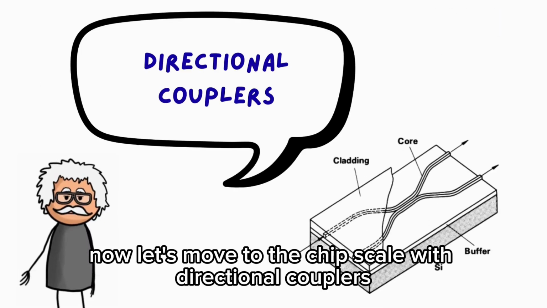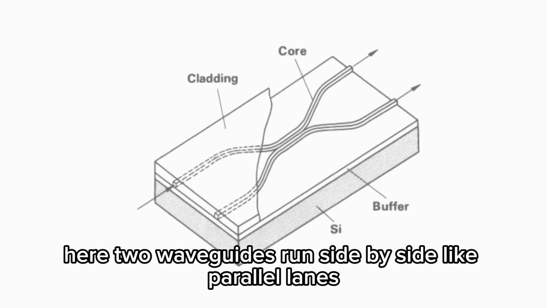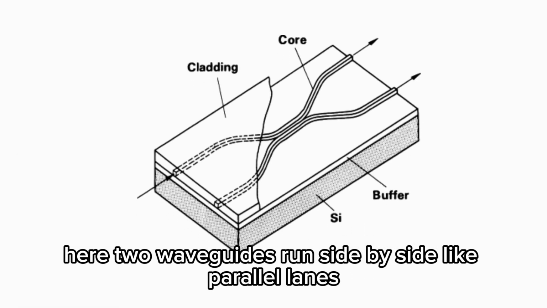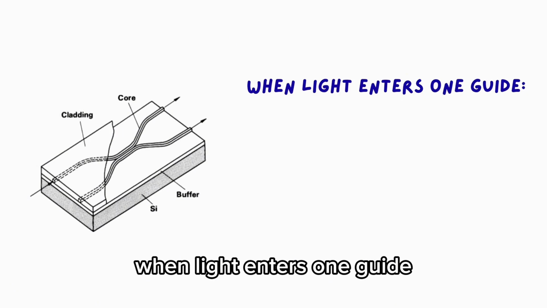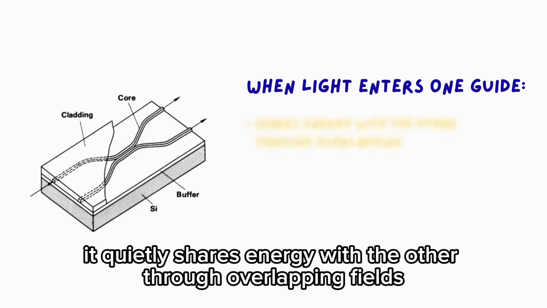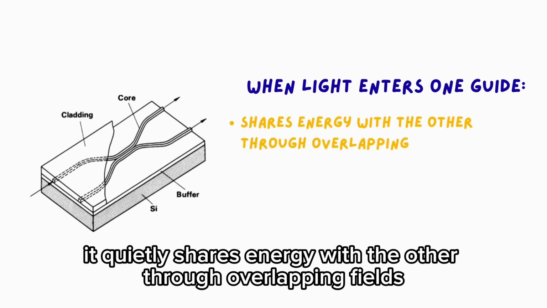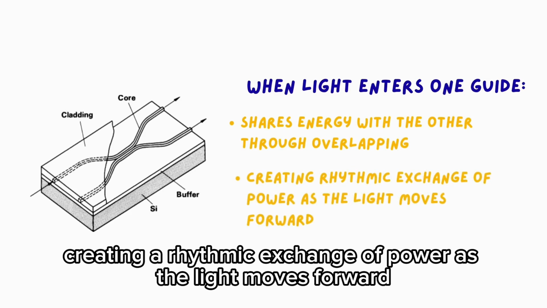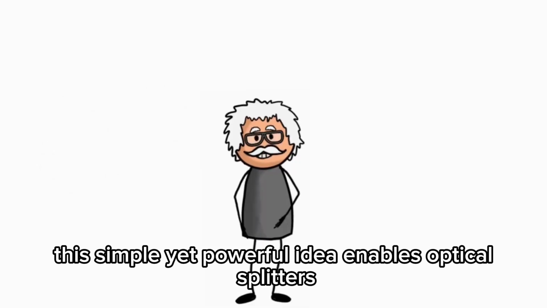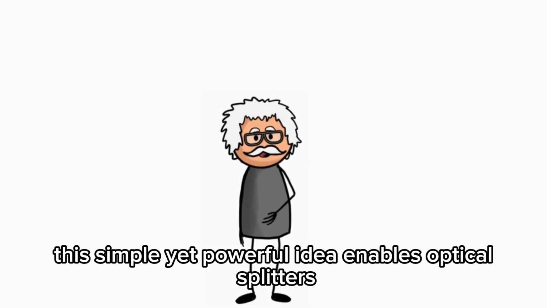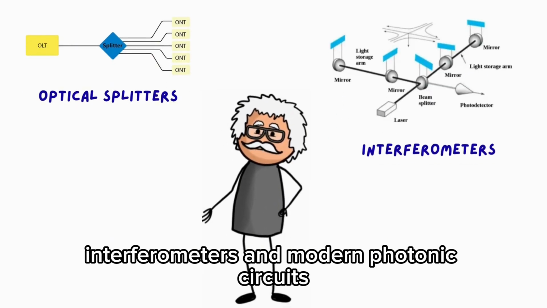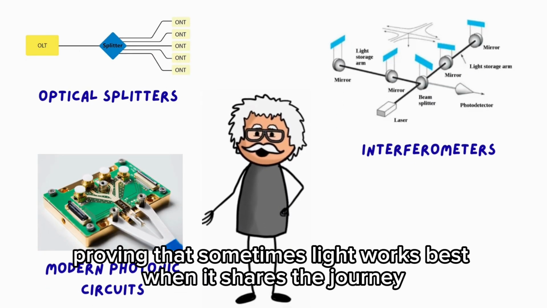Now, let's move to the chip scale with directional couplers. Here, two waveguides run side by side like parallel lanes. When light enters one guide, it quietly shares energy with the other through overlapping fields, creating a rhythmic exchange of power as the light moves forward. This simple yet powerful idea enables optical splitters, interferometers, and modern photonic circuits, proving that sometimes light works best when it shares the journey.